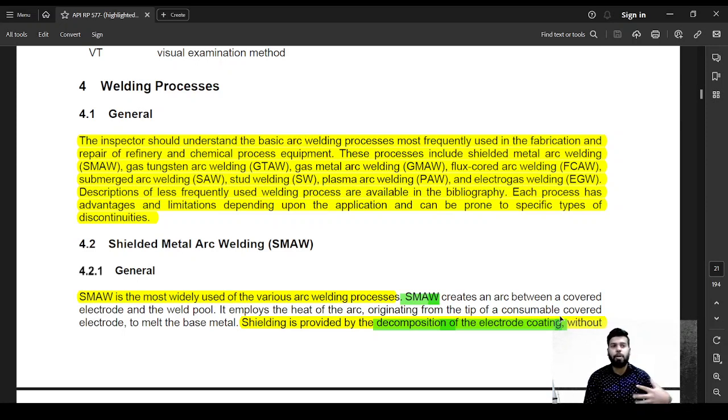So let's imagine I'm talking about shielded metal arc welding. We are generally using a flux there. So flux can get converted into slag and you can get slag inclusion. There is a possibility there. But in GMAW, where there is no flux involved, you cannot get slag inclusion because it is not possible with that manufacturing process. Okay, so something like that.